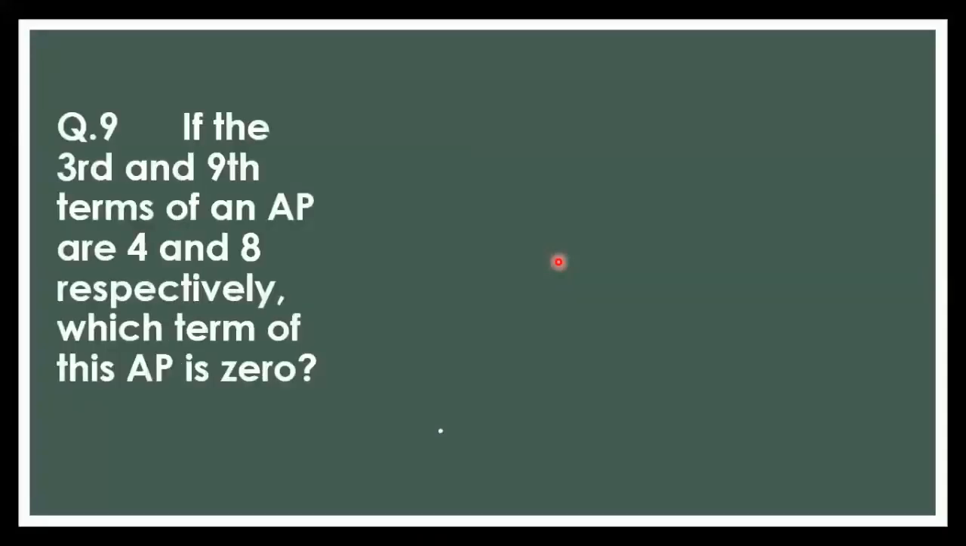If the third and ninth term of an AP are 4 and 8 respectively. Right, the third term, A3 is equal to A plus 2D, which is equal to 4. And the ninth term, A9, is equal to A plus 8D, that is 8. So what is the D value here? Same thing, A plus 2D they gave 4, A plus 8D they gave 8.